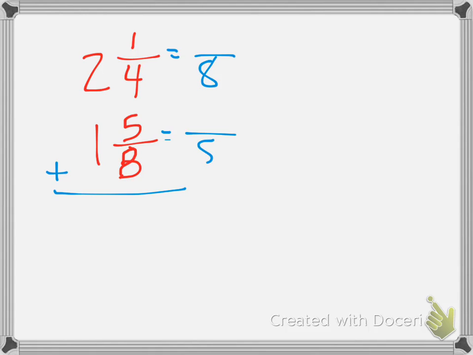So if my denominator is 8, 8 on the bottom times 1 gives me 8, so I multiply the top by 1 and it stays the same. 4 times 2 gives me 8, so I multiply the top by 2, and I get 2/8 on the top.